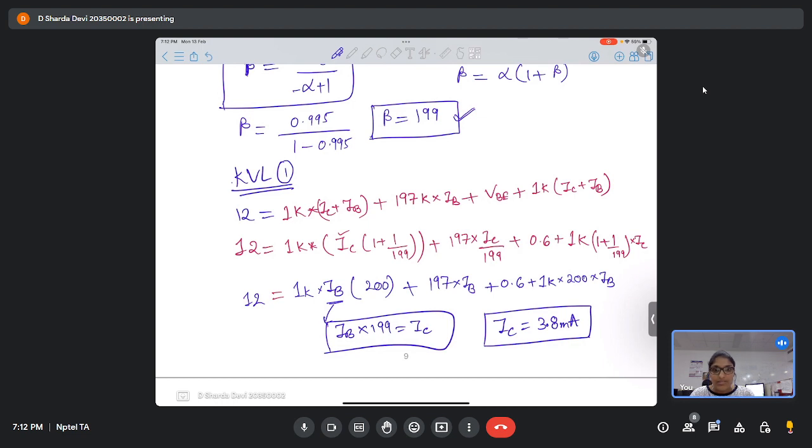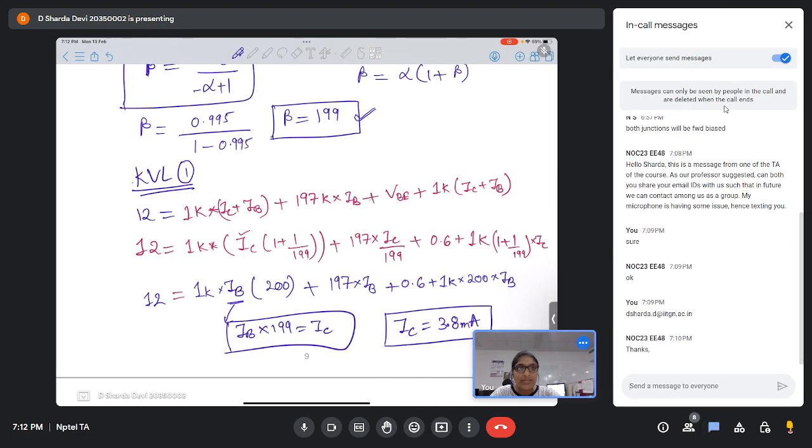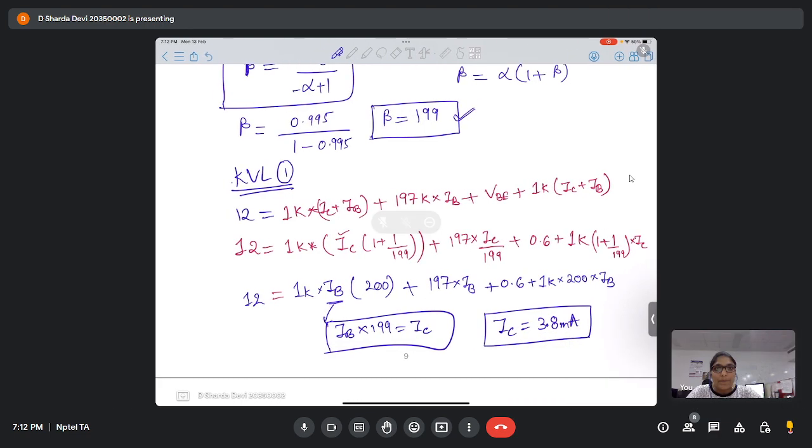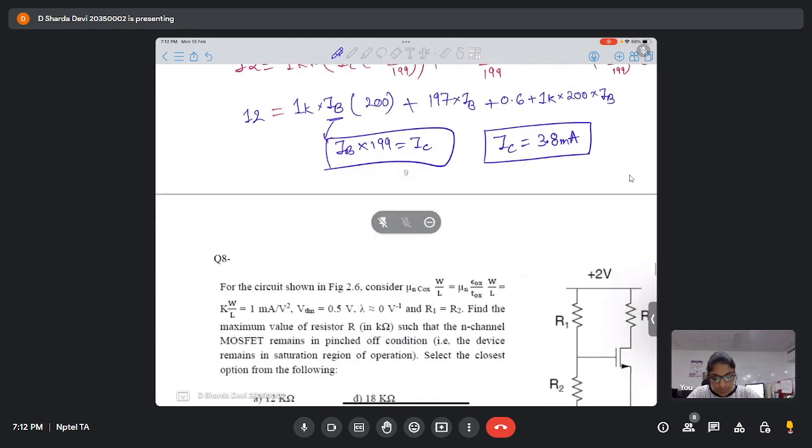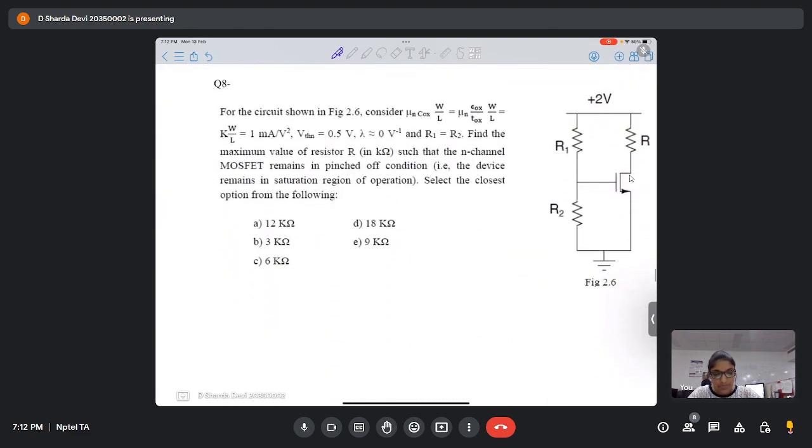Others, can you please respond? If all of you have got the same answers, maybe we can move ahead. This equation is clear, right? So there might be some calculation mistake. Are you getting it, all of you? Okay, so shall we move ahead? Okay. So moving on to the next problem.